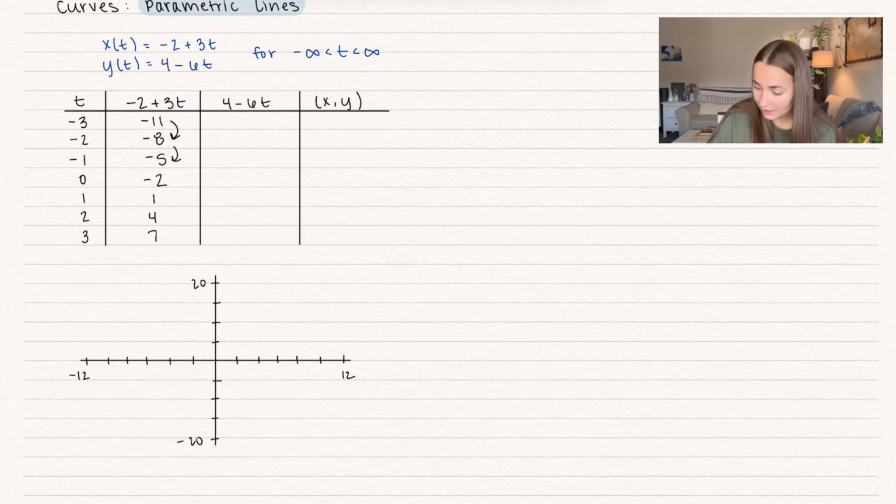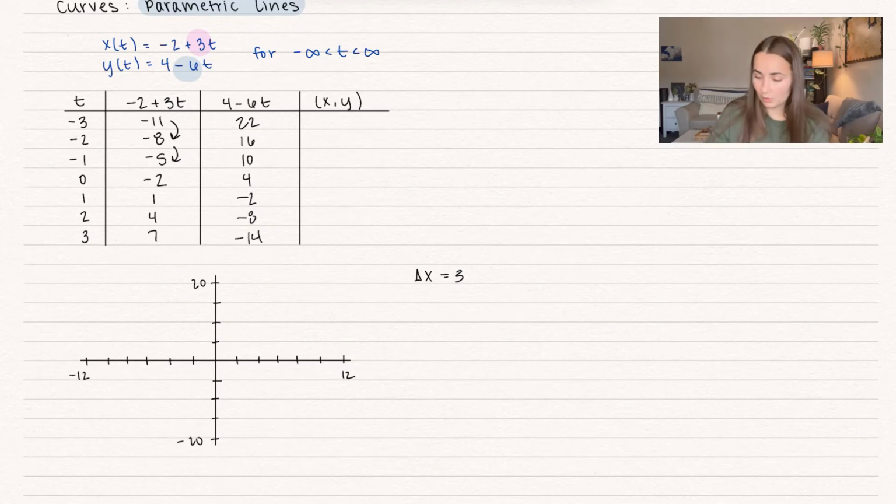So right now what I know is that my change in x is equal to 3. Notice how that's super similar to the value that's being multiplied by t, 3. So similarly, we're going to notice that for our y's. Here we have t's multiplied by negative 6, so we're going to be subtracting 6 each time. So when we plug in negative 3, we get 4 plus 18, which is equal to 22. And now we're going to be subtracting 6 each time. So we go down to 16, 10, 4, negative 2, negative 8, and negative 14.